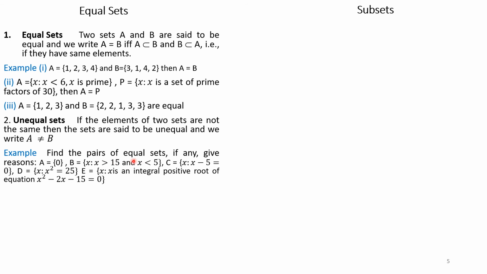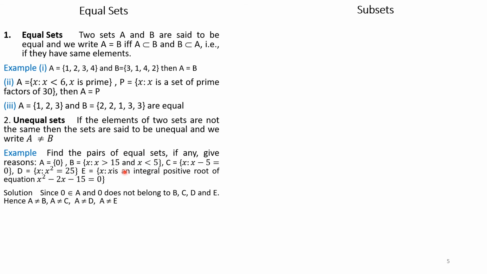Example. Find the pairs of equal sets, if any, and give reasons. A equals {0}, B equals {x such that x is greater than 15 and x is less than 5}. C is {x such that x minus 5 equals 0}. D is {x such that x square is equal to 25}. And E is {x such that x is an integral positive root of the equation x square minus 2x minus 15}. See here, A is {0}. Find the pairs of equal sets. Here we are required to find the equal sets.